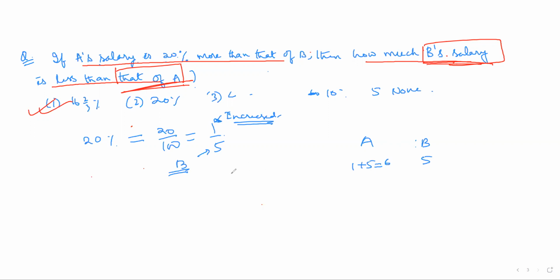So A is 6, B is 5. Now the question is, B's salary is how much less than A's salary? It is less by 1. So the required percentage is 1 divided by A's, so it will be 1 by 6 into 100. You will get the same value.